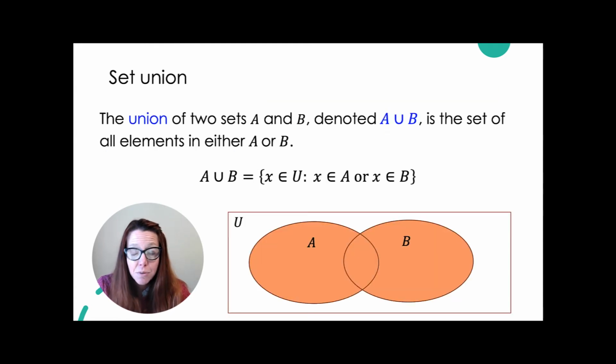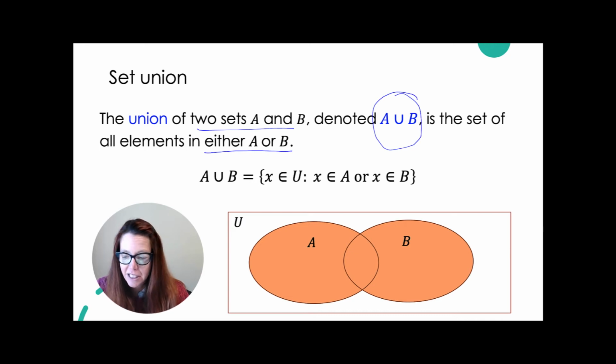If we consider the union of 2 sets, on the other hand, this is 2 sets A and B. The union of those 2 sets is denoted as A cup B. So we say A union B. It's the set of all the elements in either A or B. And so we can see from our Venn diagram that's everything shaded in orange. The formal definition of that is all X in U such that X is in A or X is in B. So it's in one or the other, which means it could be in both, but it's in at least one or the other.